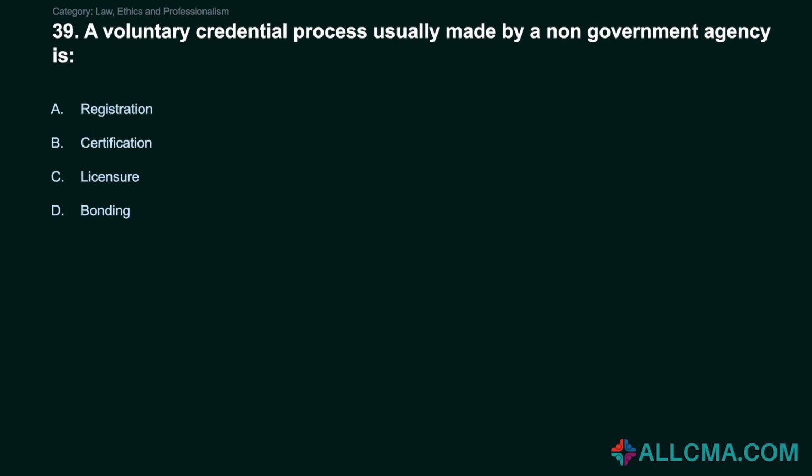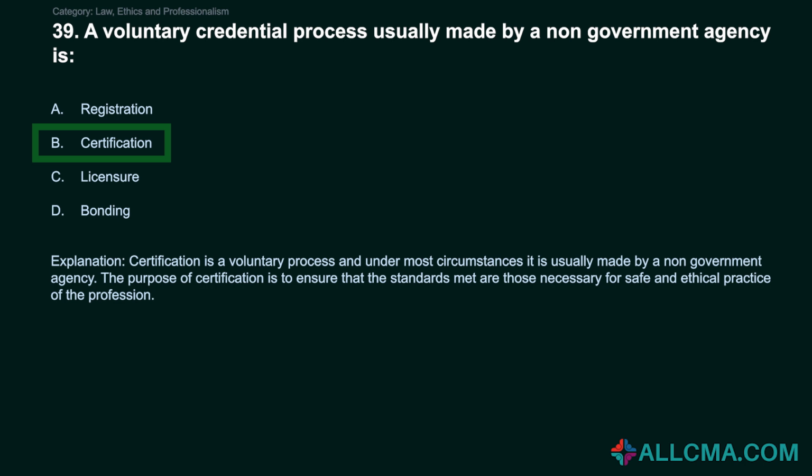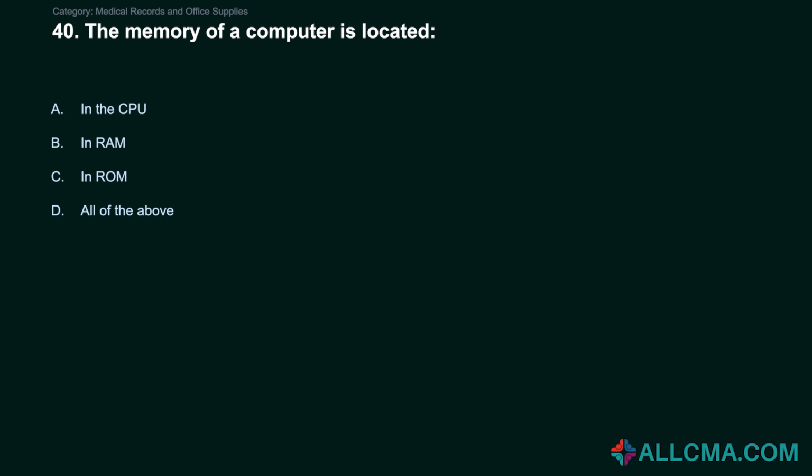39. A voluntary credential process usually made by a non-government agency is A. Registration. B. Certification. C. Licensure. D. Bonding. Correct answer, B. Certification. Certification is a voluntary process and under most circumstances it is usually made by a non-government agency. The purpose of certification is to ensure that the standards met are those necessary for safe and ethical practice of the profession.